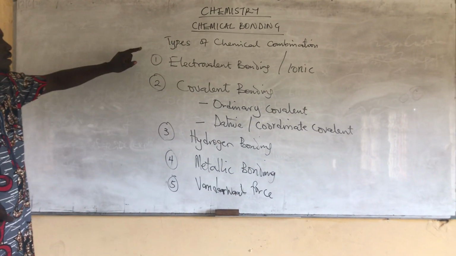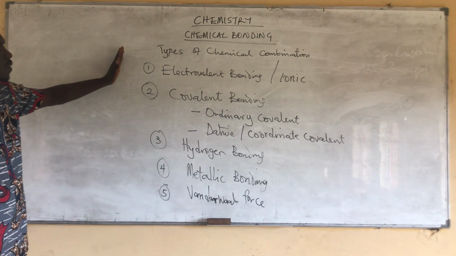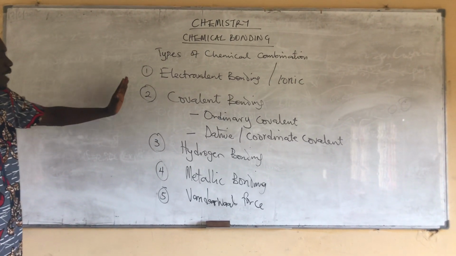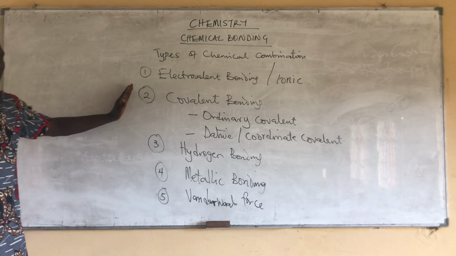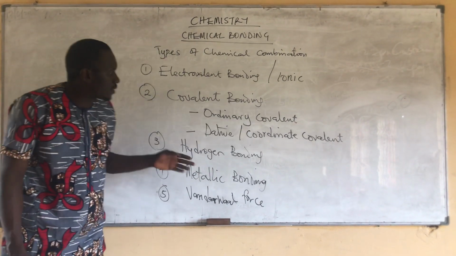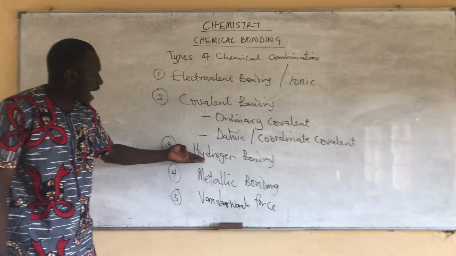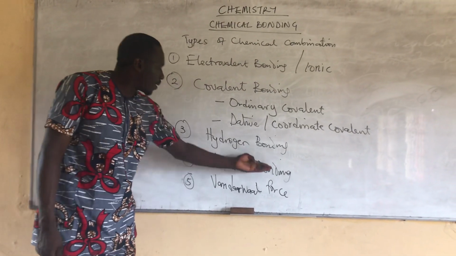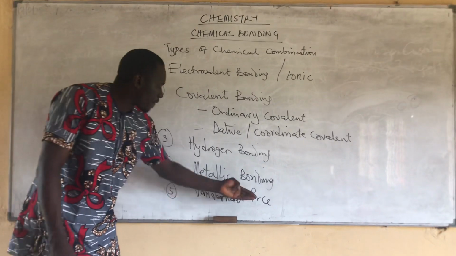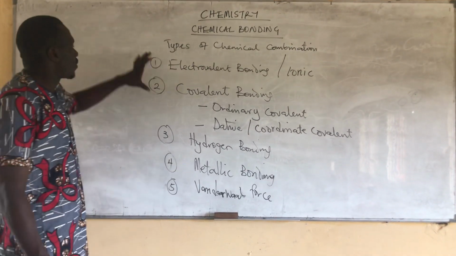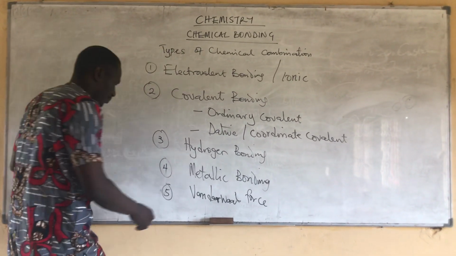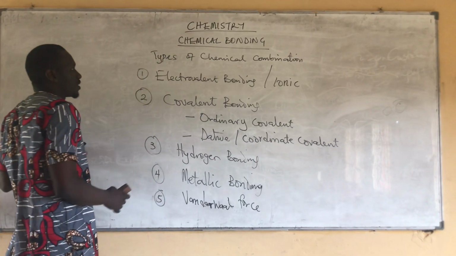So, we have electrovalent bonding or ionic bonding. We have covalent bonding, which can be split into ordinary covalent and dative or coordinate covalent. We have hydrogen bonding, metallic bonding, and van der Waals force. For the sake of this class, we are going to start with these two.